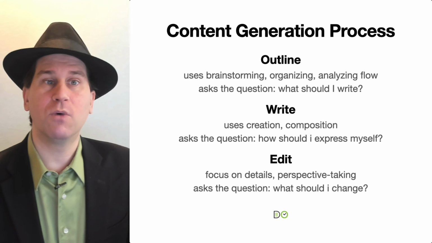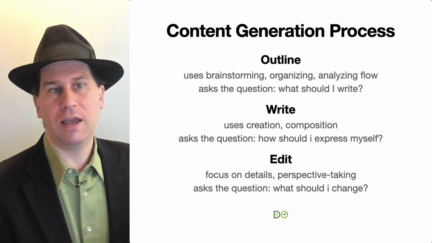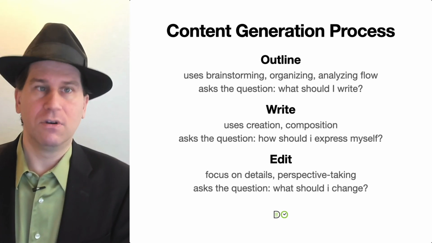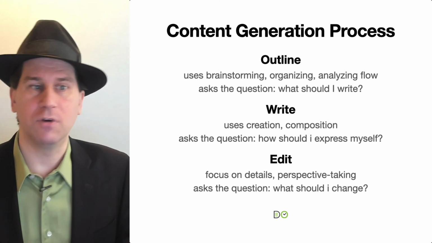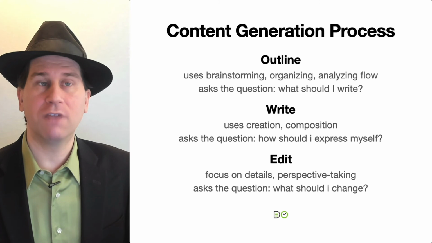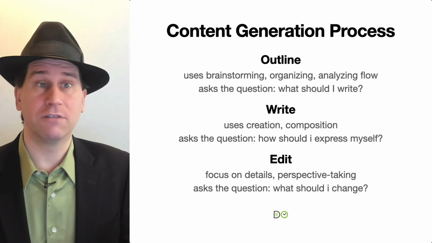Right? So if I want to publish a blog post, I can just dive right in, like outline as I go, think about how I'm writing it, and edit as I go. But that tends to be less efficient because we're jumping between these different thinking modes, right? So if I think in terms of the writing process, the outline phase is a brainstorming phase. It's an organizing and analyzing flow, right?